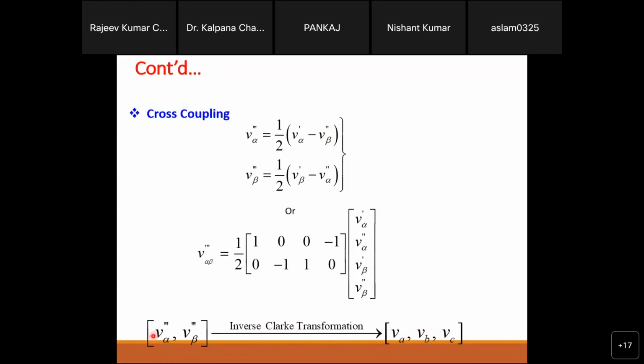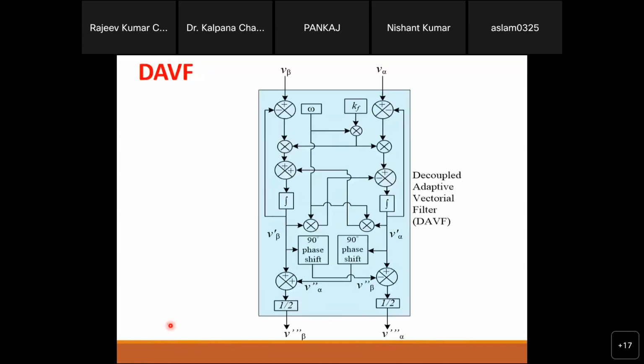Or if it is a single phase, then directly you can use this one, V alpha triple dash. This is your voltage directly, no need of any Clark transformation and all. So this is the behavior. These are the things here.